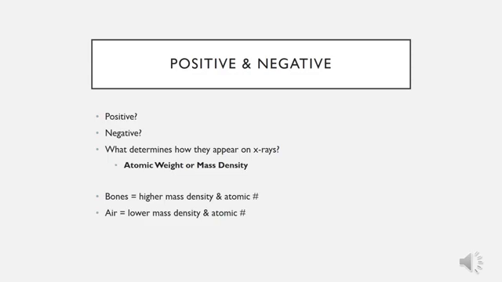So think about air. Air is very low density. Air, CO2, oxygen has a low atomic number, and so therefore more X-ray photons are going to be able to penetrate through it, reaching our image receptor and therefore having a darker appearance on our film.